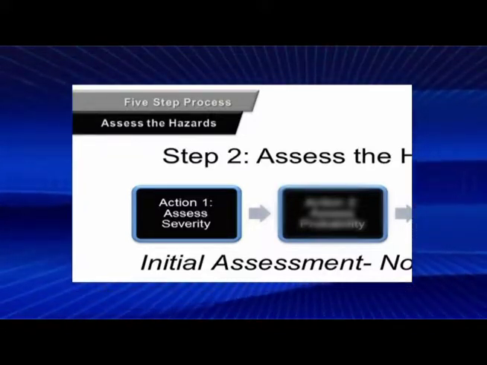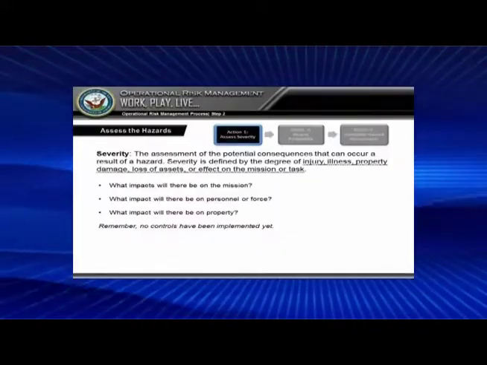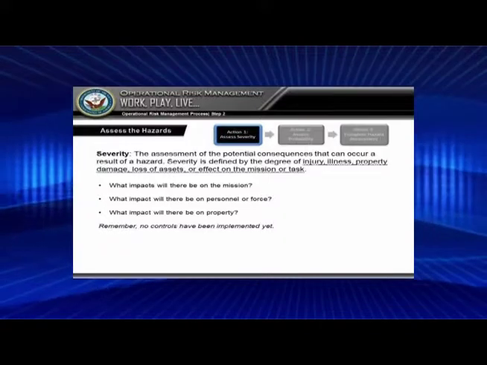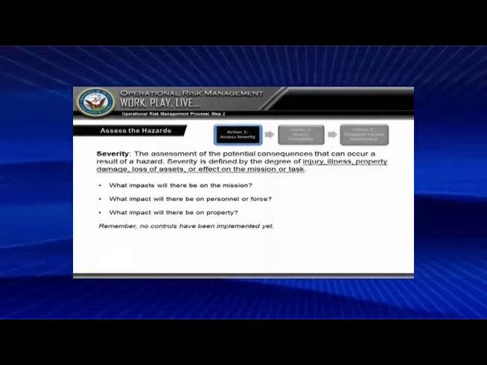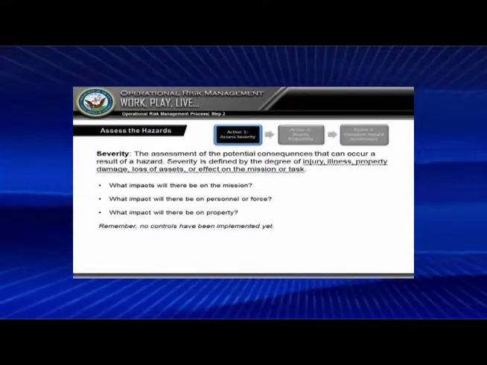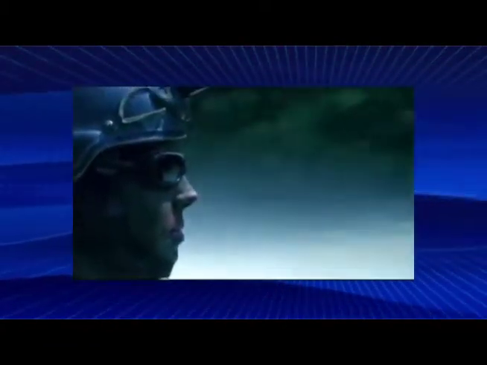When we look at the definition there, you notice there's an underlined injury, illness, property damage, loss of assets, or effect on a mission or task. Really, when we're doing a risk assessment, the number one thing we need to look at is what is the mission and task that we're doing, and how is it going to impact it. We have to understand this.